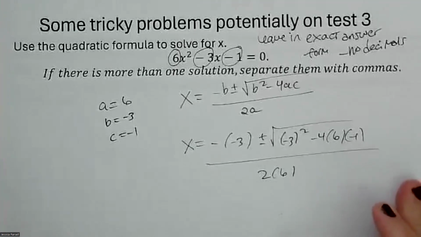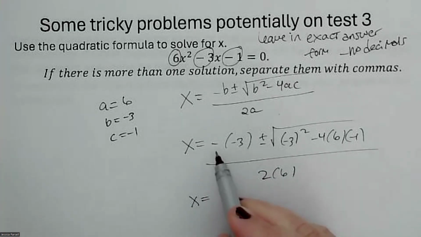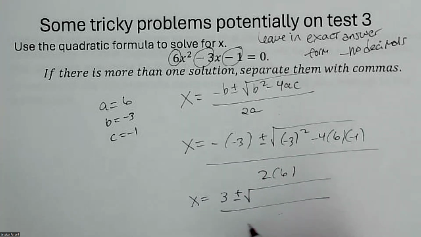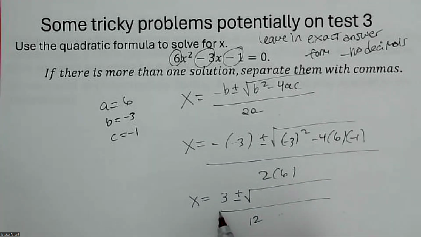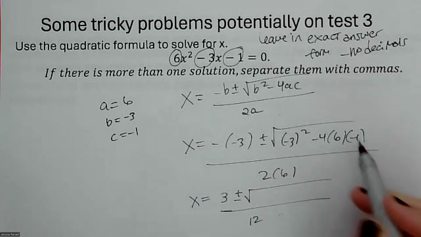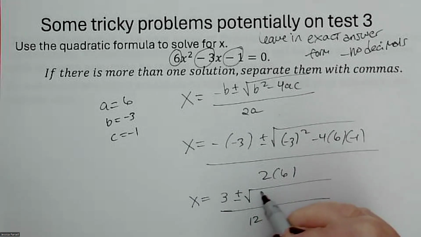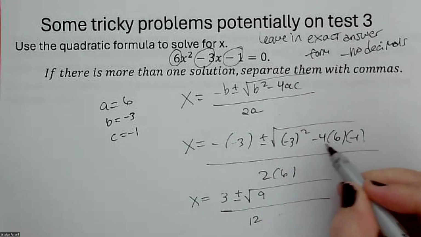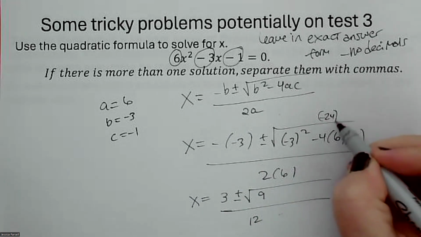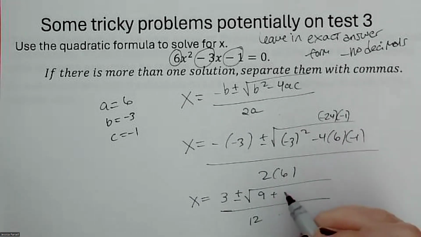And now it's order of operations. So x is equal to, 2 negatives are going to make that positive. Underneath here, 2 times 6 is 12. I like to take care of that right away. Make sure this line extends all the way across, right? It's not just under here, it's under the whole thing. See that? Okay, -3 squared is -3 times -3, which is 9. -4 times 6 is -24 times -1 is positive 24.